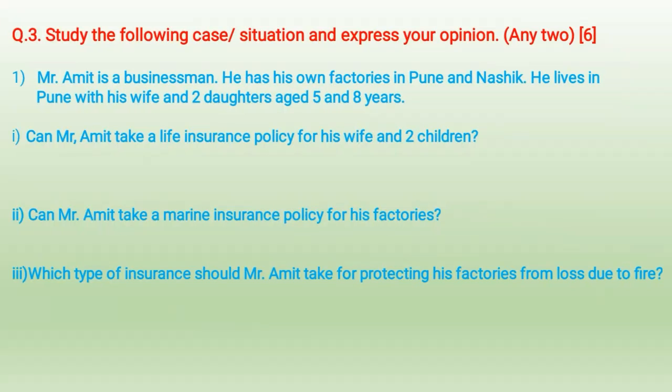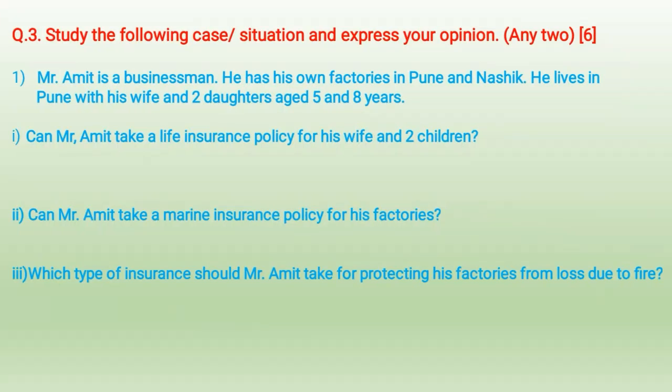We will see the cases one by one. Let's see the first case. The first case is, Mr. Amit is a businessman. He has his own factories in Pune and Nasik. He lives in Pune with his wife and 2 daughters aged 5 and 8 years. Okay, so this is a case. Now the first question is, can Mr. Amit take a life insurance policy for his wife and 2 children?